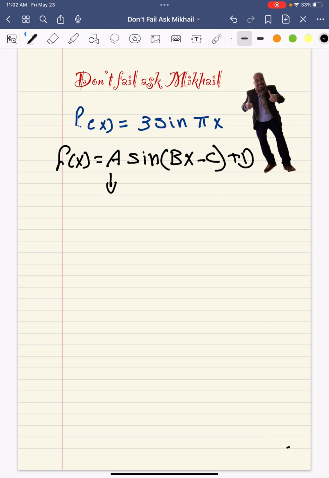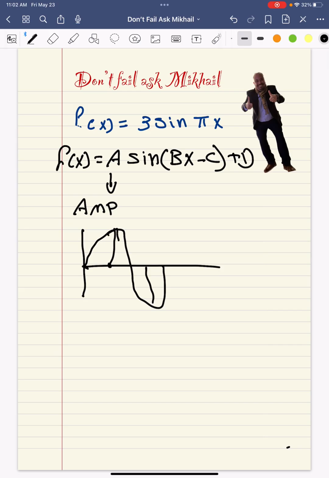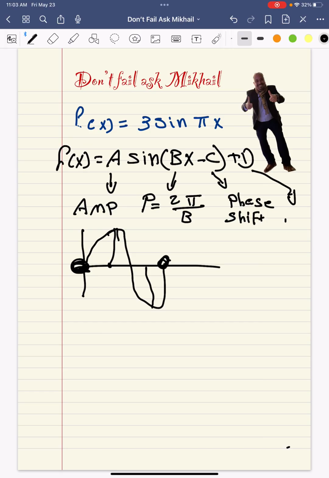Such that a here is called the amplitude, and it helps you see how high the graph goes, from this point here and up, that's a. And b tells you the period, p equal to 2 pi over b, which starts here, ends here, which is a complete cycle. C is the phase shift, like where the graph starts. And D is the vertical shift. Okay? So let's graph the problem.